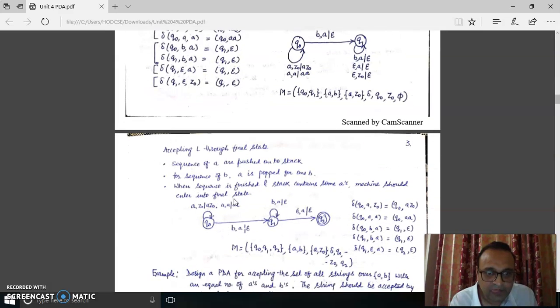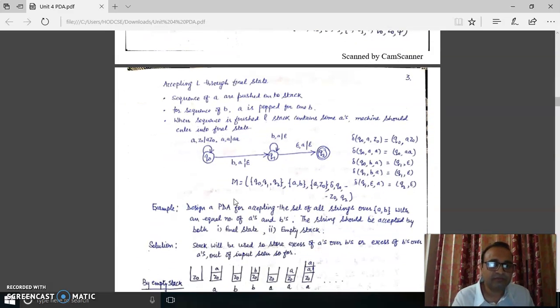Now let us see how we can solve the same example with the help of final state. In the same way, suppose we start when the machine is in state Q0. A is the input symbol, Z0 is the stack top symbol, the stack initial symbol, and we are pushing A onto the stack. Another type of transition: if A is the input symbol and the stack top symbol is A, we are again pushing A on the stack. Now if B is the input symbol and A is the stack top symbol, we are jumping to another state, Q1, and we are popping A.